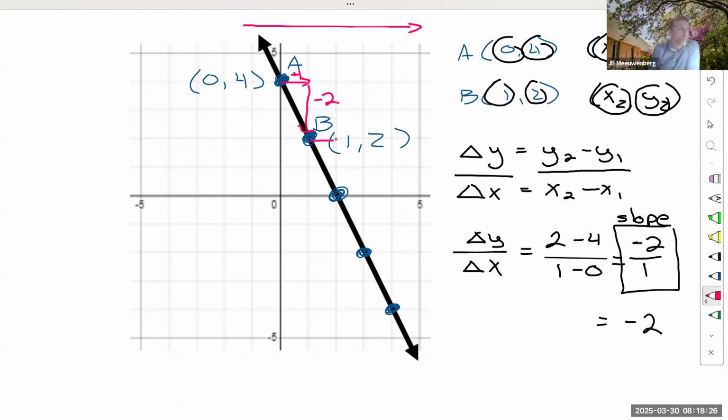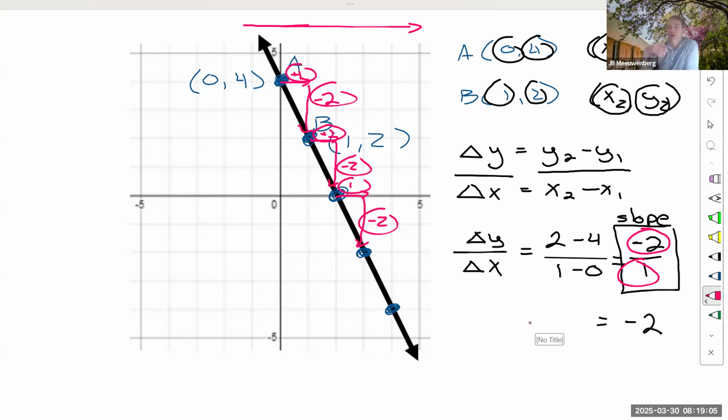We can do it again, 1 to the right, 2 down, 1 to the right, 2 down. Notice how our vertical change is negative 2 each time, and our horizontal change is positive 1 each time. The way we again say this is, as we go 1 spot to the right, we go 2 down. We move 2 down for every 1 spot we move to the right. A couple different ways to read that.